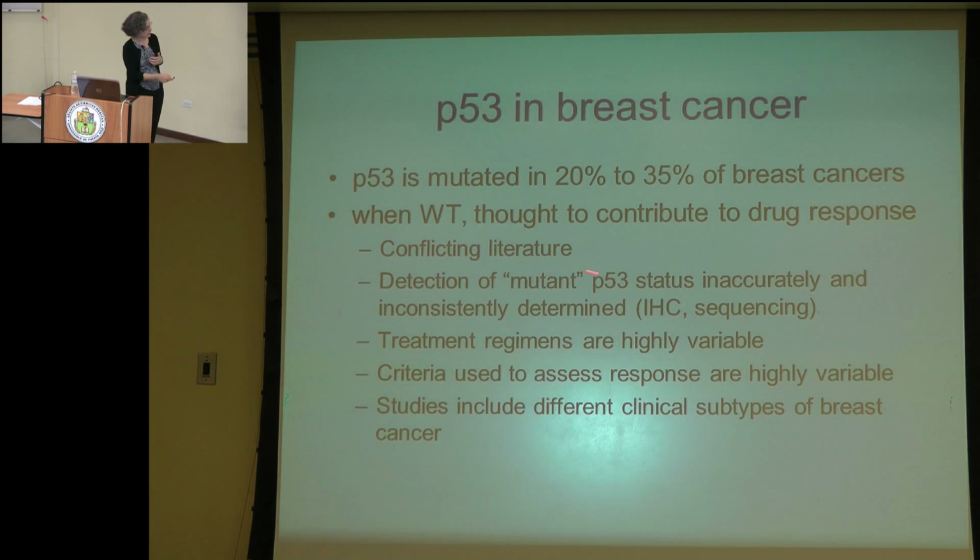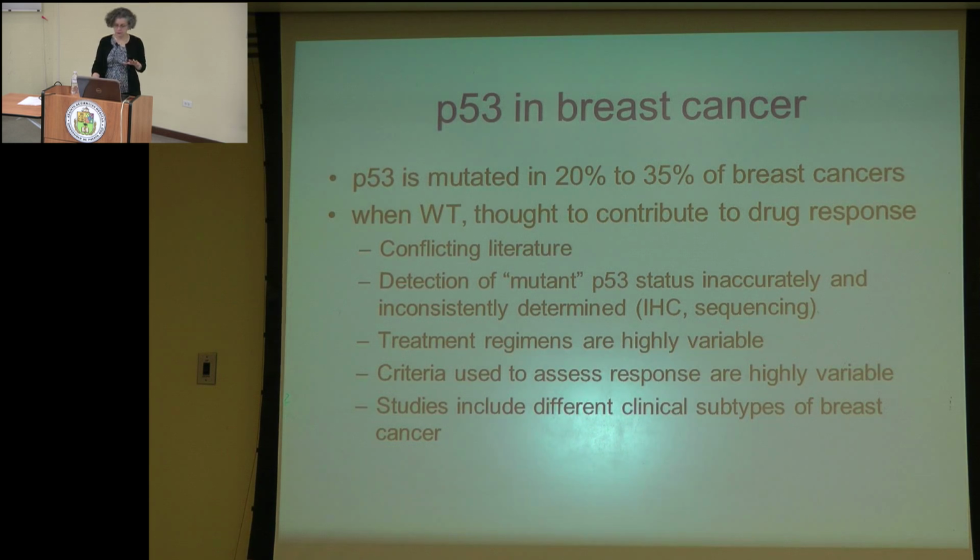The way that scientists detect the p53 status varies between different papers. Sometimes immunohistochemistry is used to detect the mutant p53 status, but we already know that that's not a good measure. Sequencing is probably the best way. The treatment regimes in these different individuals were different. So some got Doxorubicin, some got tamoxifen, different kinds of treatments. And then the criteria to assess response also varies widely from study to study. So anyway, the bottom line is, if you read the human breast cancer literature, p53 wild type activity sometimes is better for response and sometimes it's not.